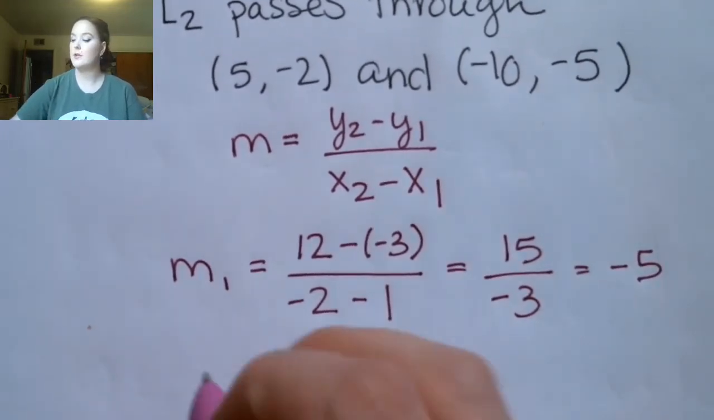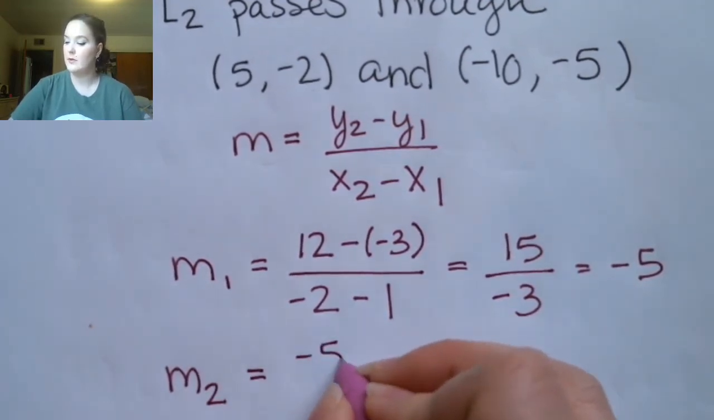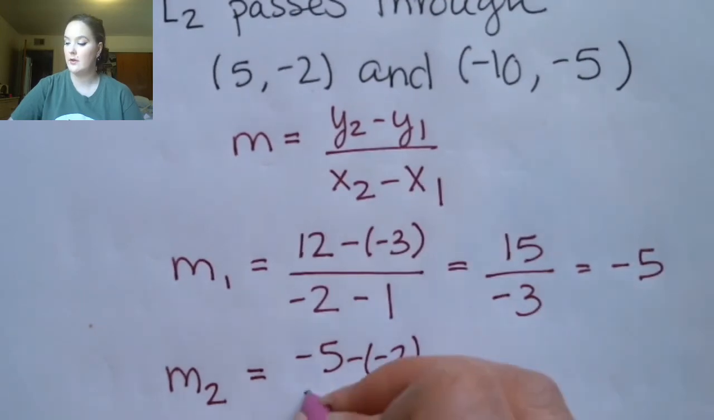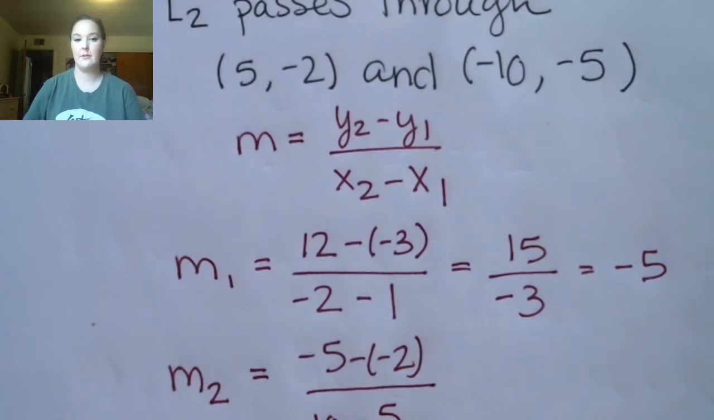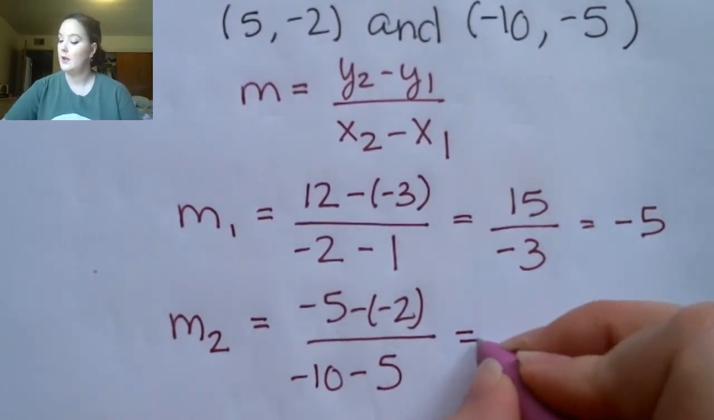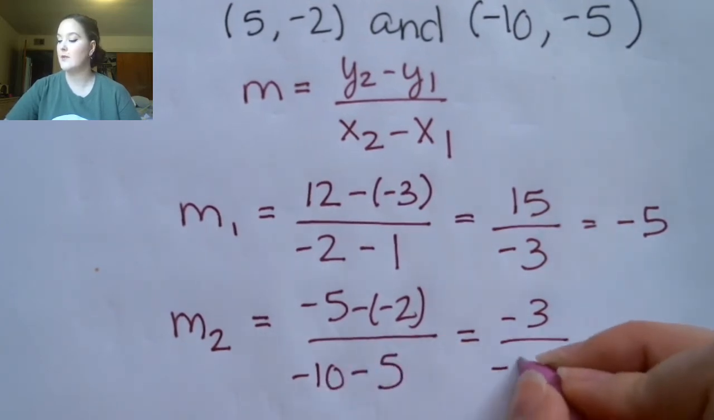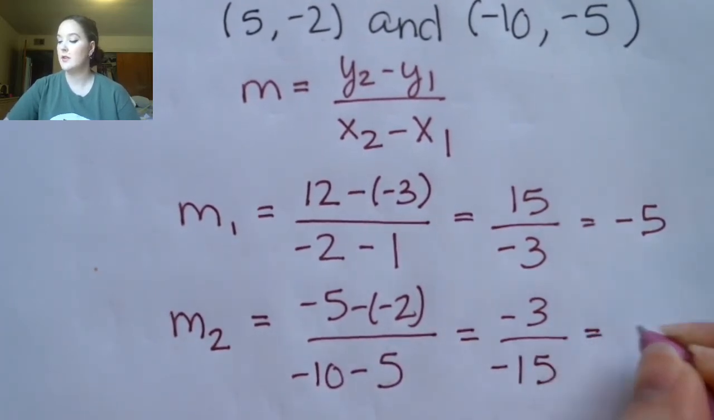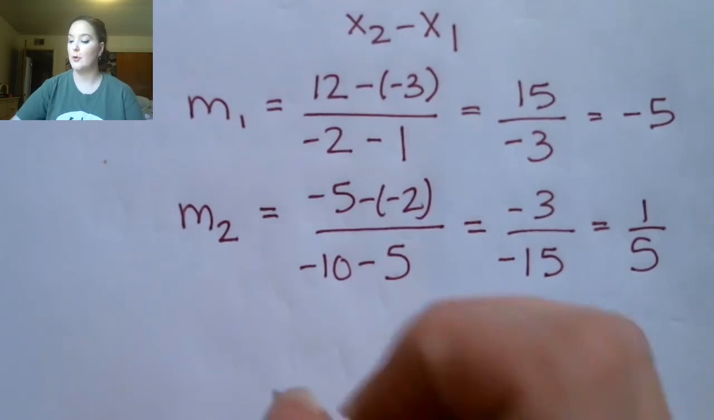Okay, and then I'm going to do the same thing for my second line. So y2 minus y1 over x2 minus x1. Negative 5 plus 2 is negative 3, and then negative 10 minus 5 is negative 15. So this is going to give me 1/5. You can see that they're opposites, negative and positive, and they're reciprocals, 5 over 1, 1 over 5. So these are perpendicular.